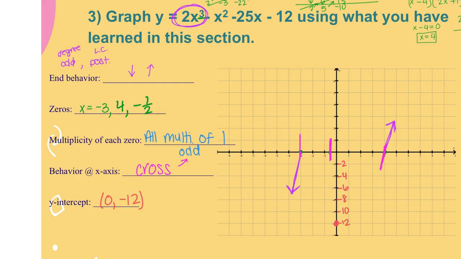And then all I have to do is connect it. These two are going to connect. And then don't forget it has to pass through that -12 and connect at the other end. Doesn't have to be perfect, but it has to look something like that.